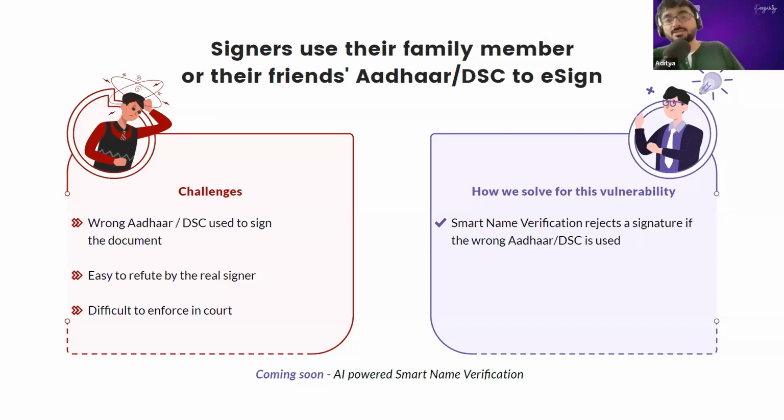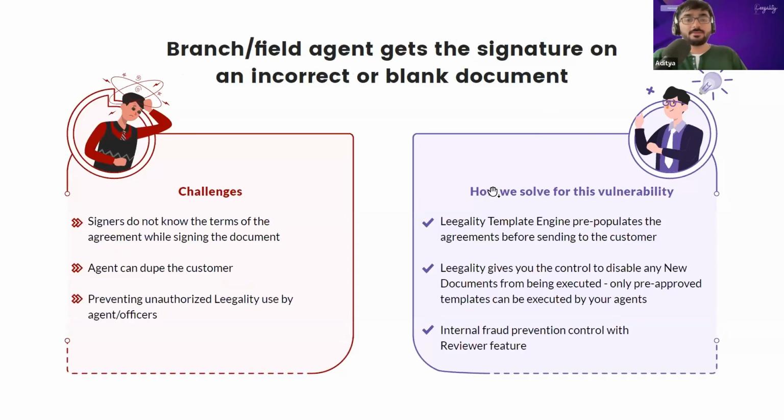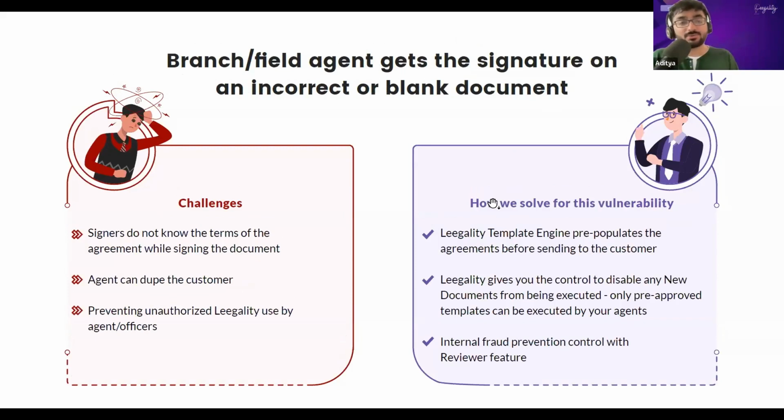Great. Thanks for that, Sid. Let's move on to the next vulnerability. This is where a branch field agent gets the signature on an incorrect or blank document. Sid, what is this about? There are three different ways we seem to solve for it. Take us through that.